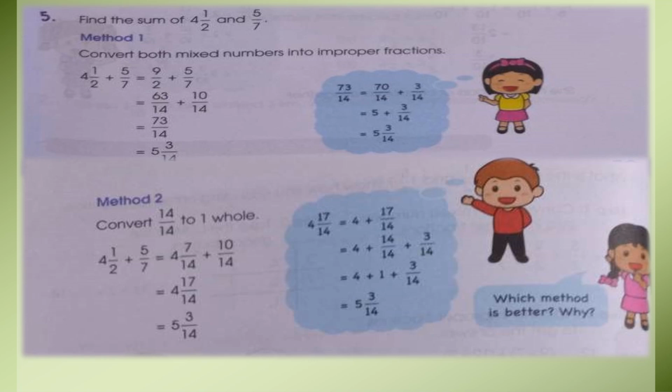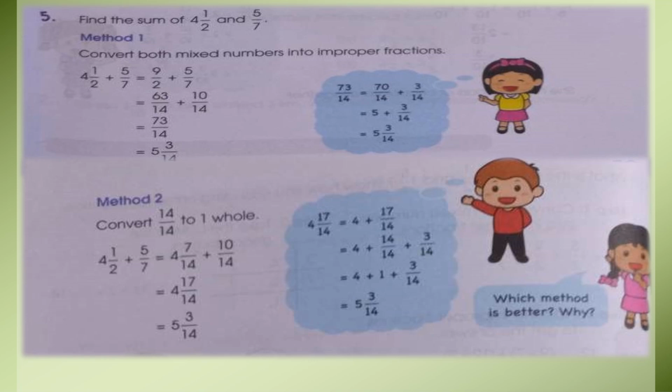So in order to convert a mixed number into an improper fraction, we are going to multiply the denominator, which is 2, by 4, and it comes out as 8, and we are going to add 8 with 1. So we have 9 over 2, and we are going to add this fraction to 5 over 7.